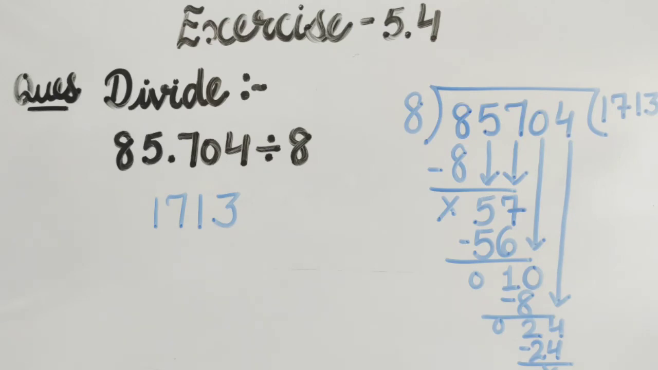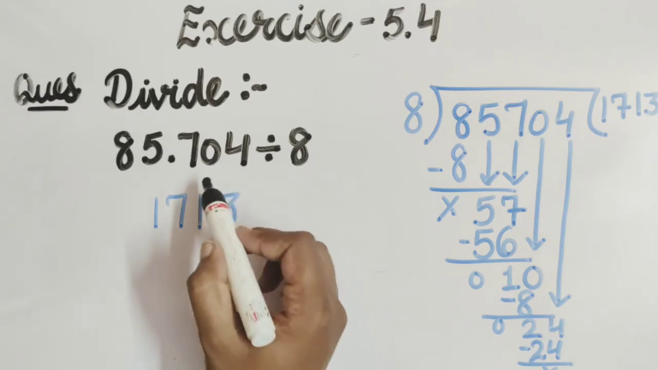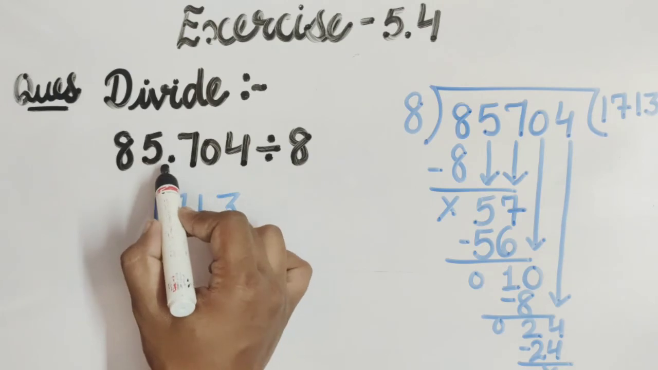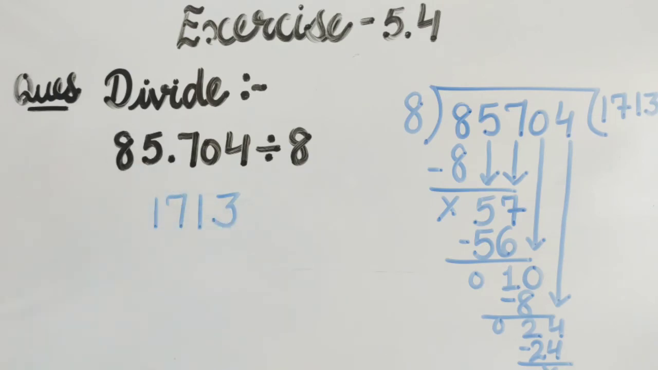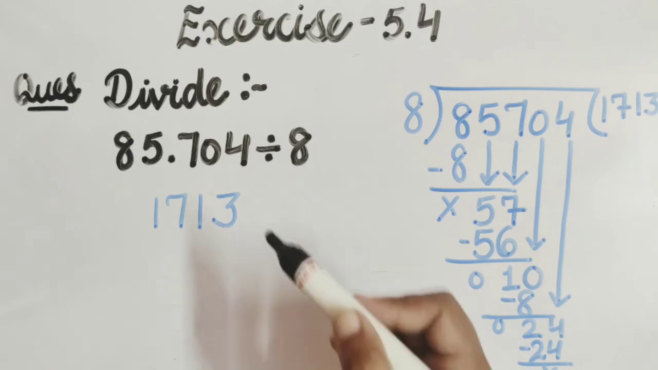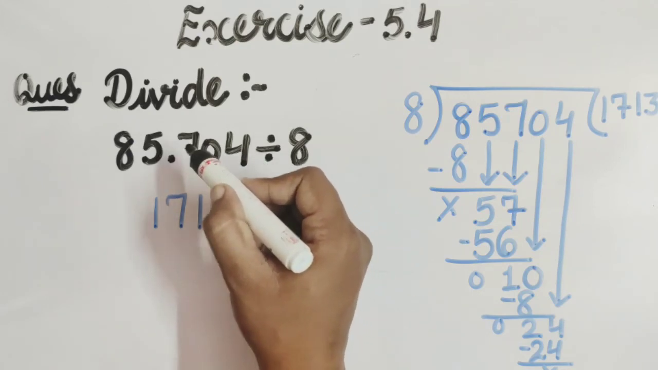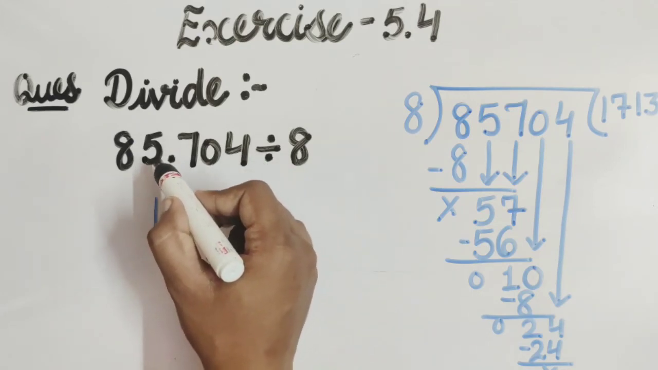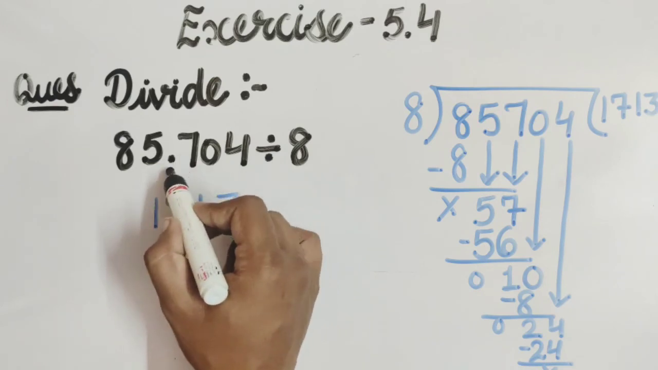The last step is still left. As in the case of multiplication of decimals, we have to count in the question after how many digits the point is there. In this way also, we will count in the question after how many digits the point is there. We will count always from the last. 1, 2, 3, the point. After 3 digits the point is there.